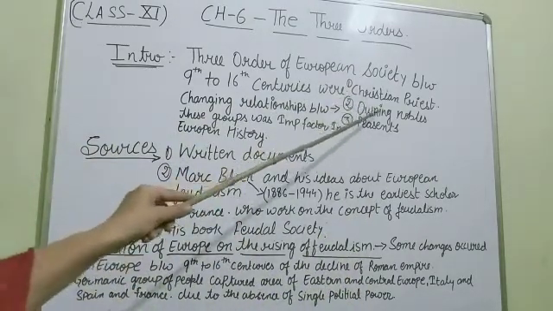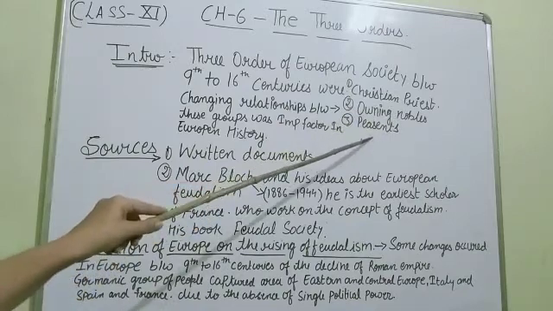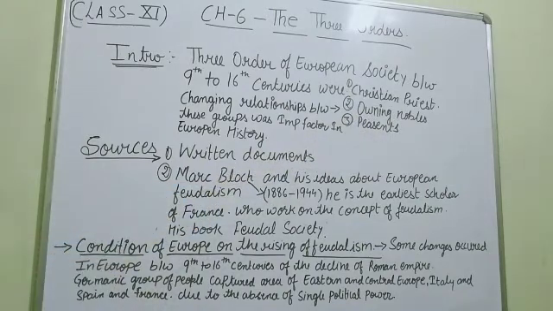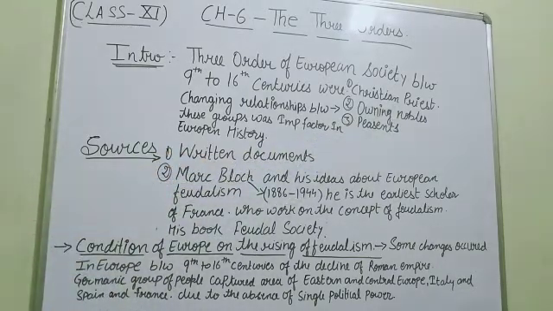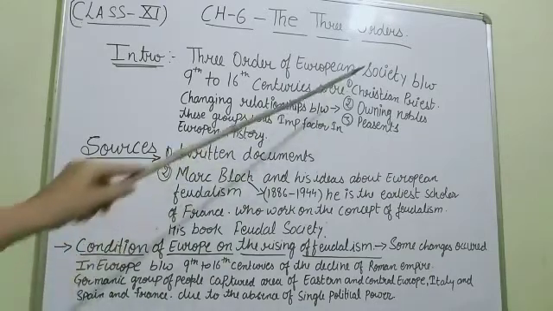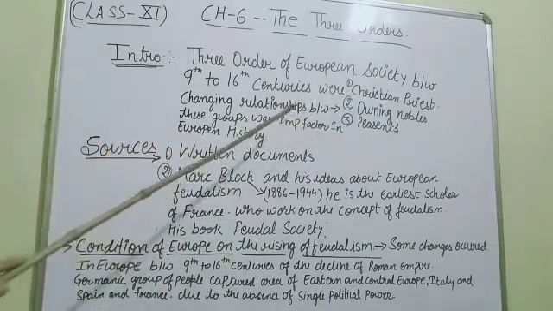Christian priest, owning nobles, and peasants. Owning nobles are those who think that they have ownership of the land, European land. They will come into owning nobles and peasants. So basically the European society is divided into three parts.